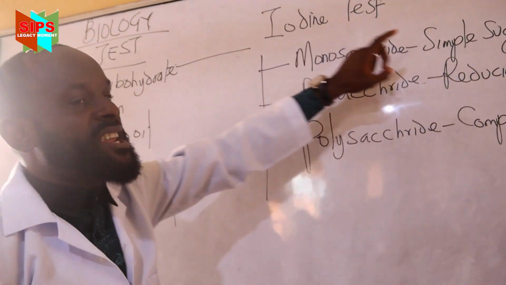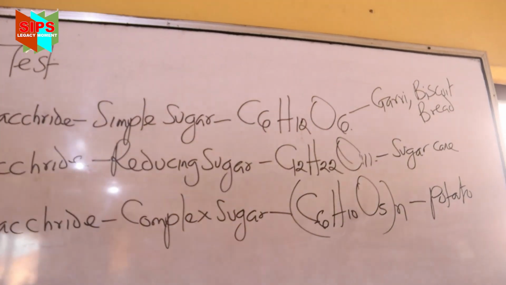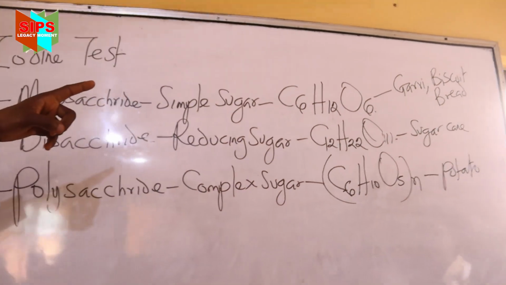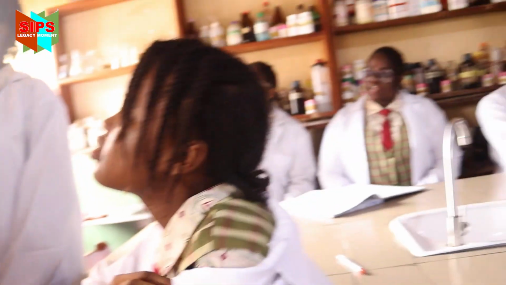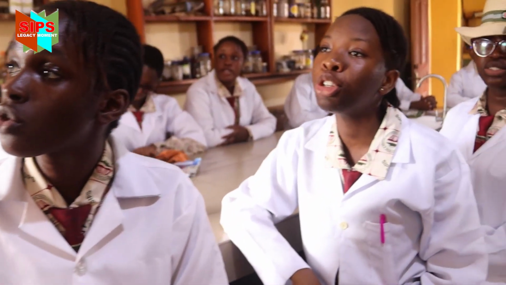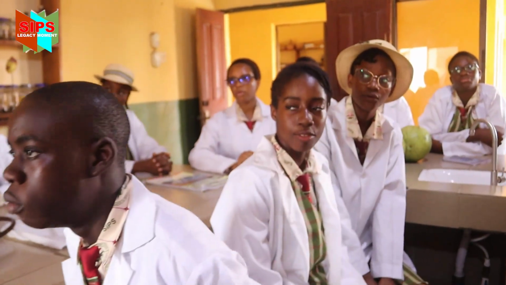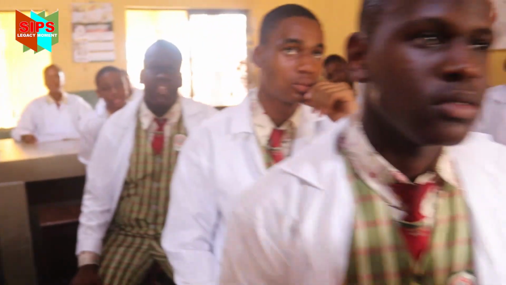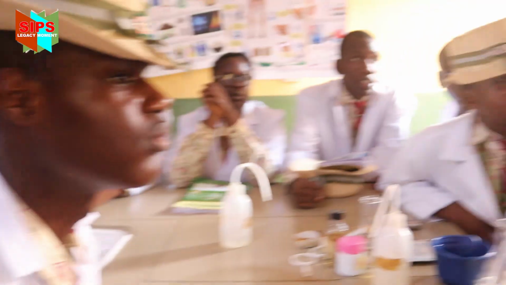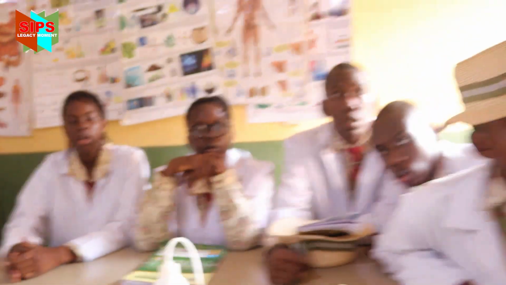Now for your monosaccharide, what's another name? Simple sugar. What's the formula? C6H12O6. What are the materials available? Gari, biscuits, and bread. What's the next one? Disaccharide. Another name? Reducing sugar. Formula? C12H22O11. Materials available? The sugarcane. The third one? Polysaccharide. Another name? Complex sugar. Formula? C6H10O5 bracket N. Materials available? Potato.